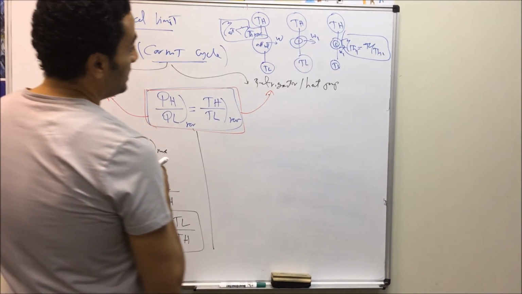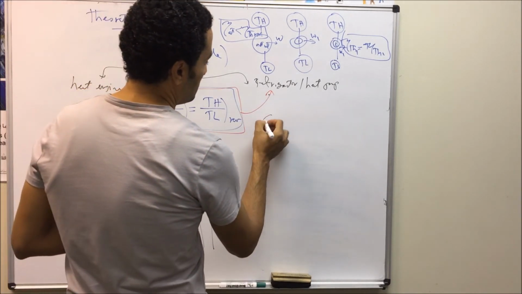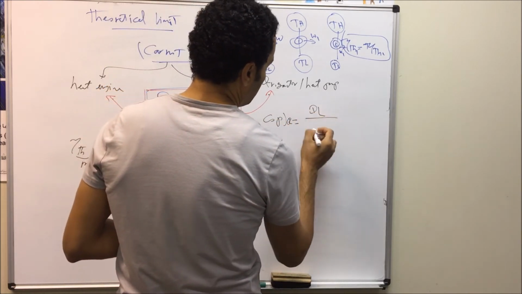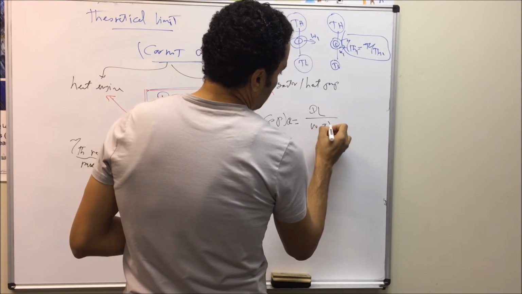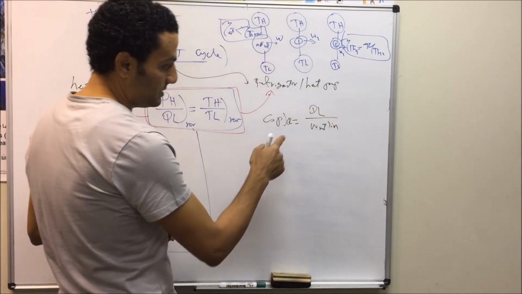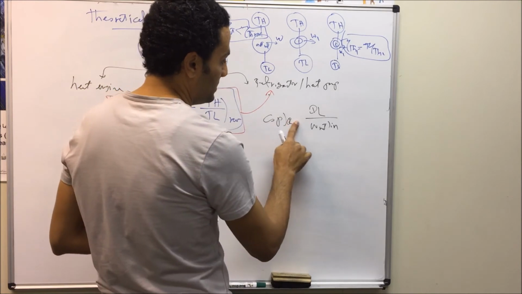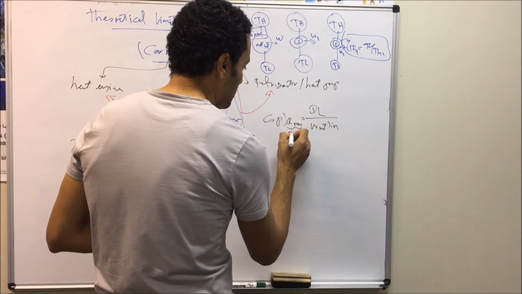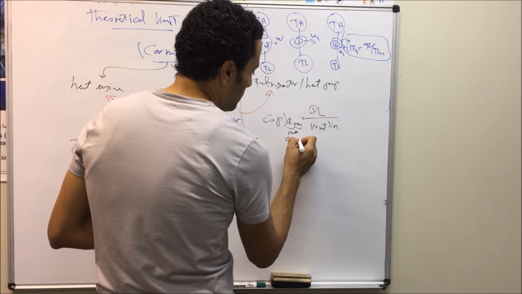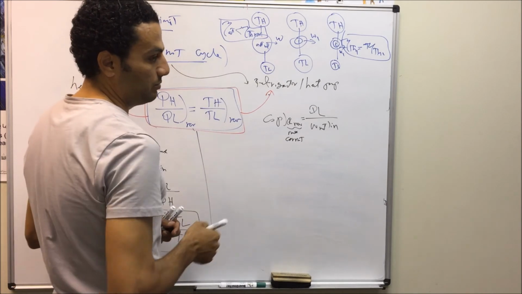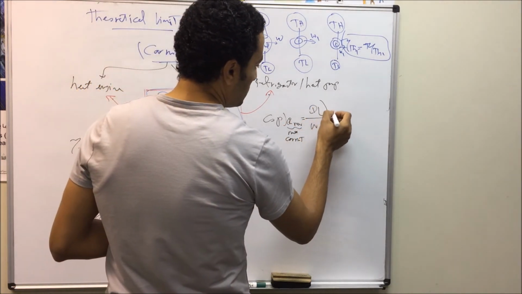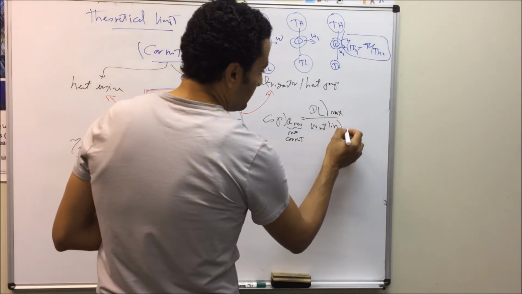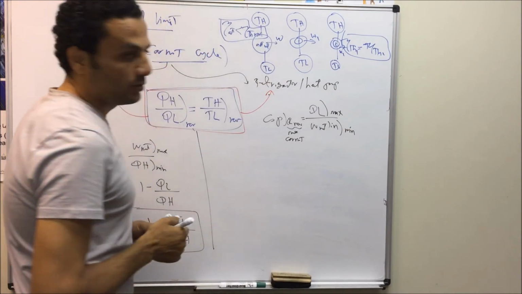If we have a refrigeration cycle, the coefficient of performance for the refrigerator is equal to Q low divided by work net input to the system. This is the normal coefficient of performance. The reversible one, the coefficient of performance of the refrigerator reversible, or maximum, which we call the Carnot coefficient of performance, will equal Q low, which is maximum, divided by minimum work input to the system.